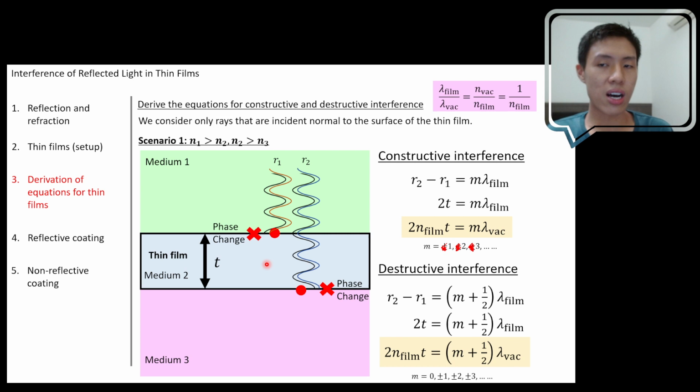Okay, so this is how you derive the equation for constructive interference and destructive interference for the interference of reflected light in thin films. But now the scenario that I'm talking about is n1 larger than n2, n2 larger than n3. In the next video, we'll consider various other scenarios in which we change the index of refraction of the medium, and we introduce a phase change to either one of the surfaces over here, and we see what will happen to the equation for constructive and destructive interference.